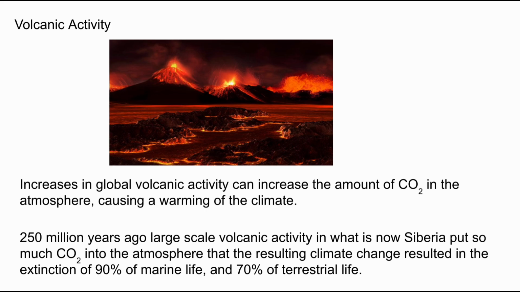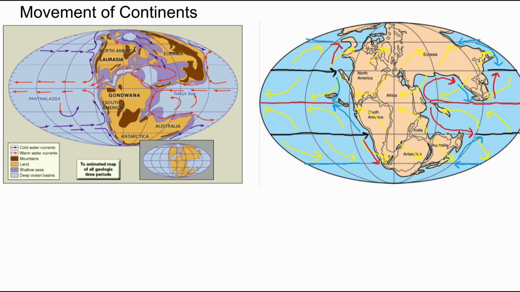The world got really hot. 90% of marine life went extinct, 70% of terrestrial. That's a lot. That's a major disruption. It's the biggest extinction that's ever happened, and it happened because of climate change, because of carbon dioxide in the atmosphere. But in this case, it wasn't people driving cars and burning coal for electricity. It was just volcanic activity in Siberia.